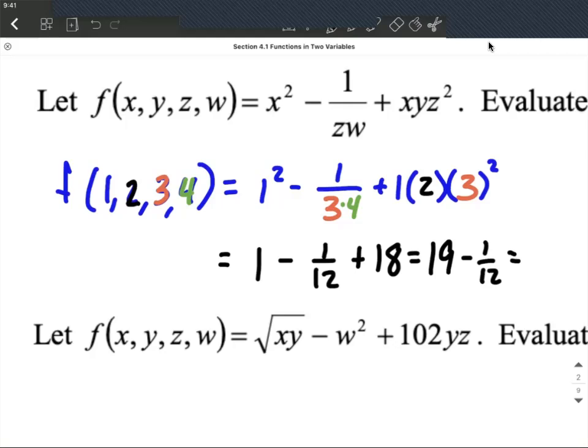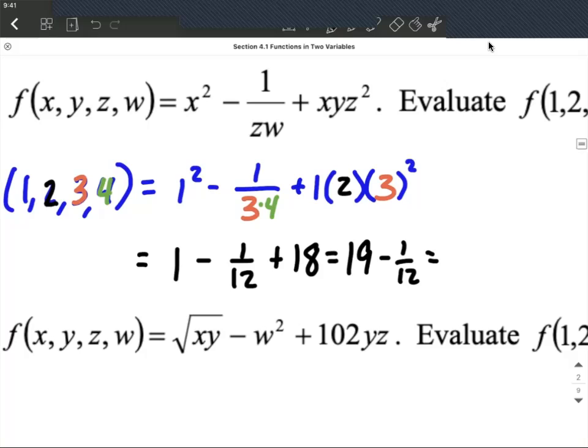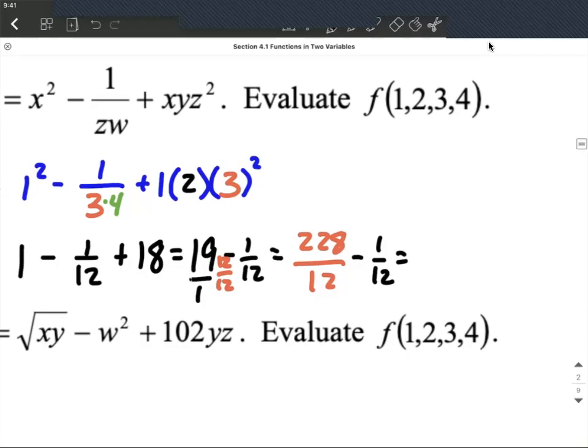If we did the work to get a common denominator here, we could think of the 19 as over 1. We would multiply numerator and denominator each by 12. 19 times 12 for that numerator is going to work out to be 228 over 12 minus the 1/12, giving us a final answer of 227 divided by 12 as we combine those numerators and keep the common denominator.